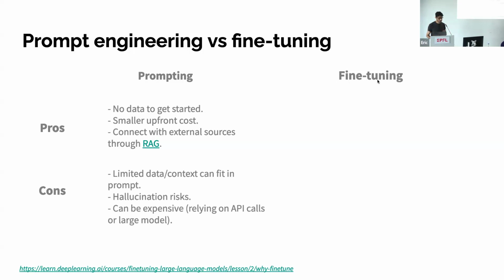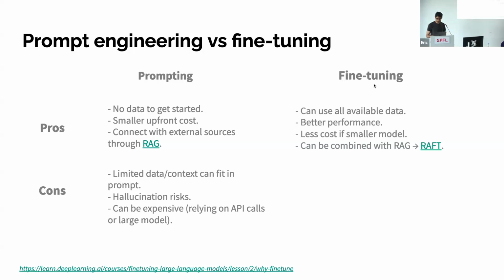So with regards to fine tuning, as we already saw for vision, you can use all of your available data to ideally improve the performance for your specific use case. It can be less cost than if you use a smaller model and if you run it locally. And it can also be combined with RAG as prompting. So there's this technique called RAFT, which is, I guess, retrieval augmentation with fine tuning or something. So I put a link here to that technique.